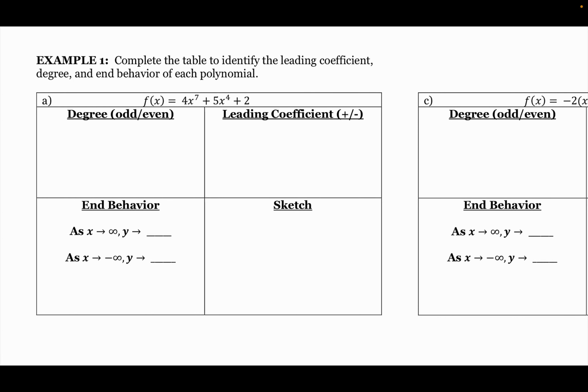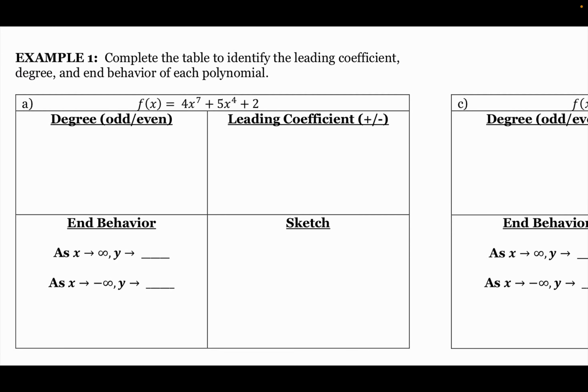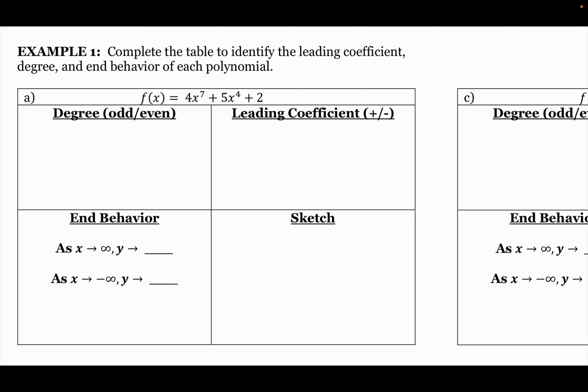All right? So 1A. First question, degree. So what is the degree? What number is the degree for this guy? 7. Is that an odd number or is that an even number? Odd. So we put odd in there. If this guy is in standard form, which it is, is it positive in front or negative in front? Positive. So we put a positive there.